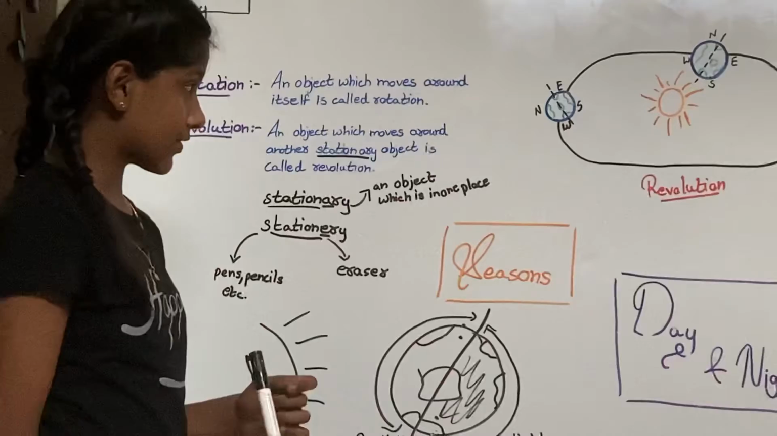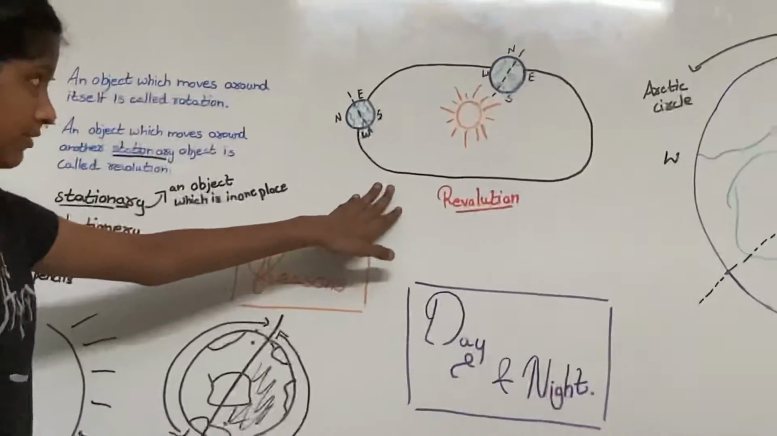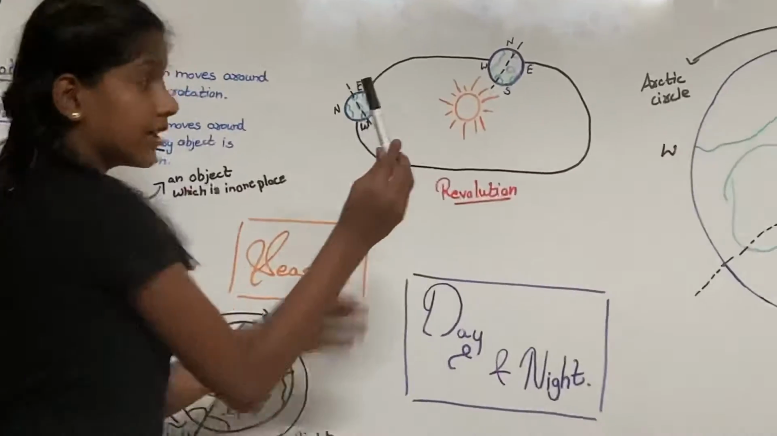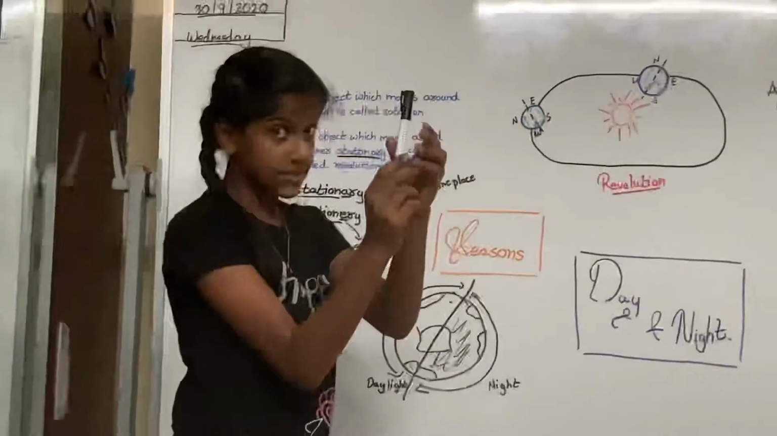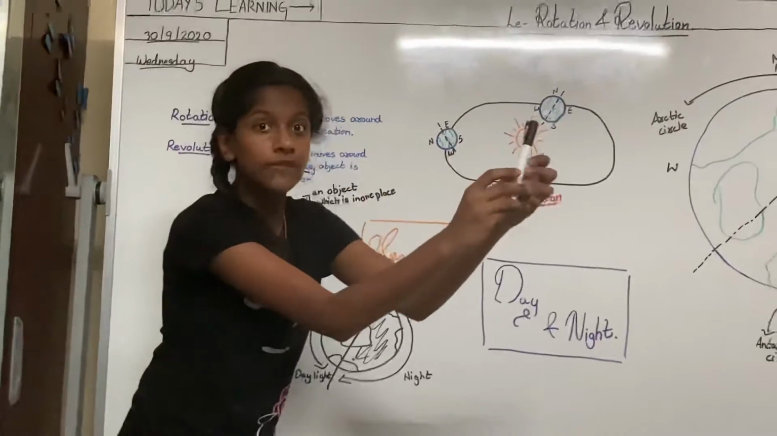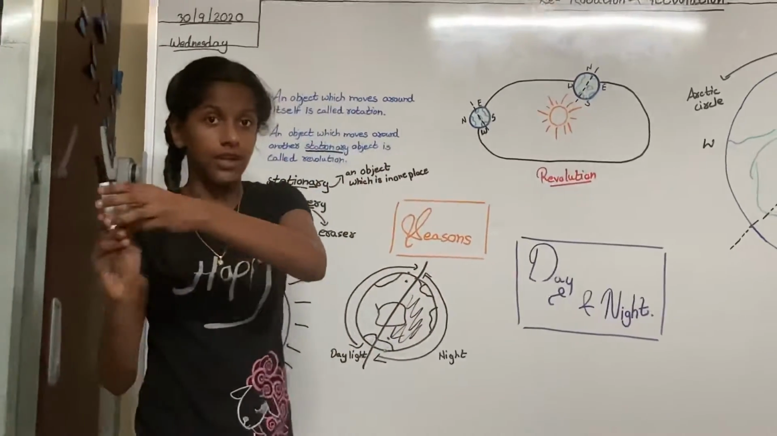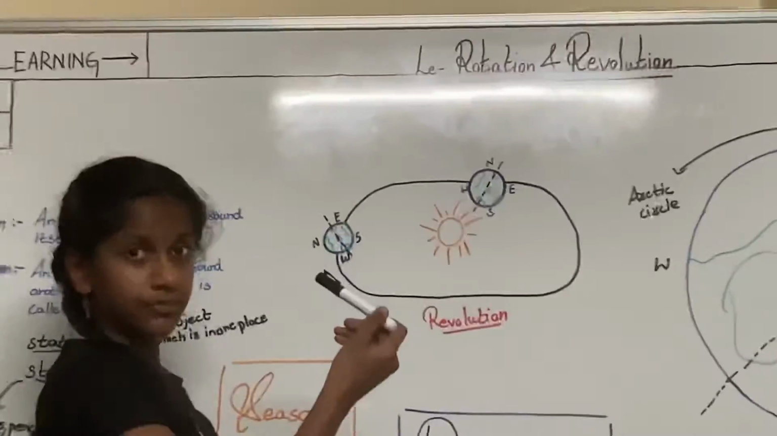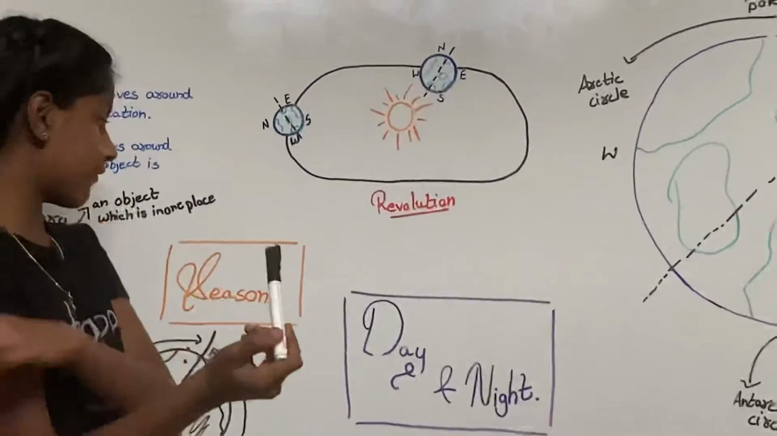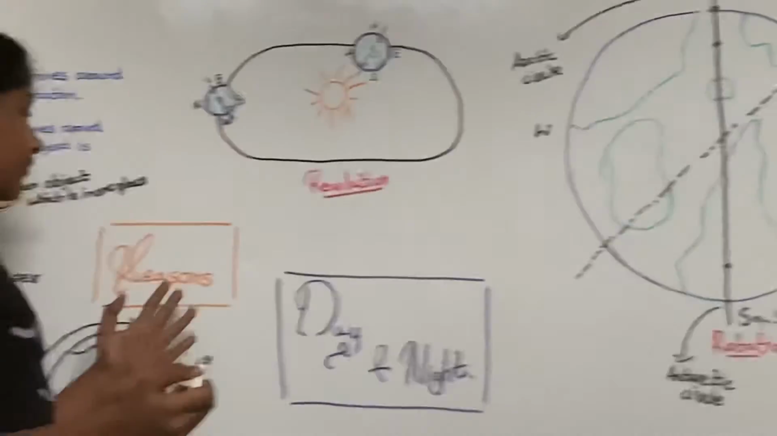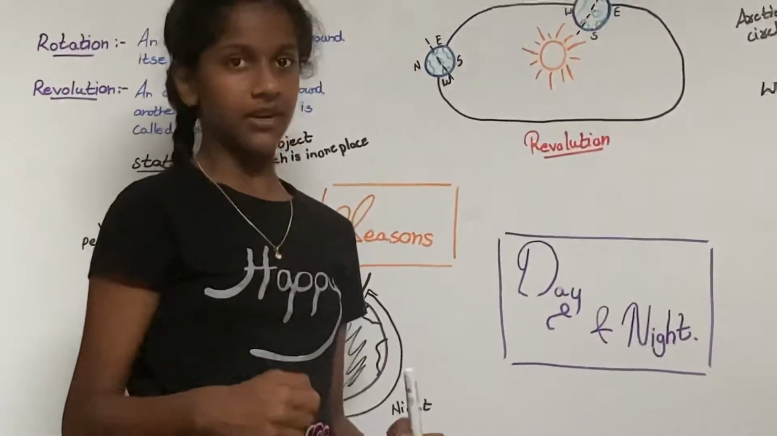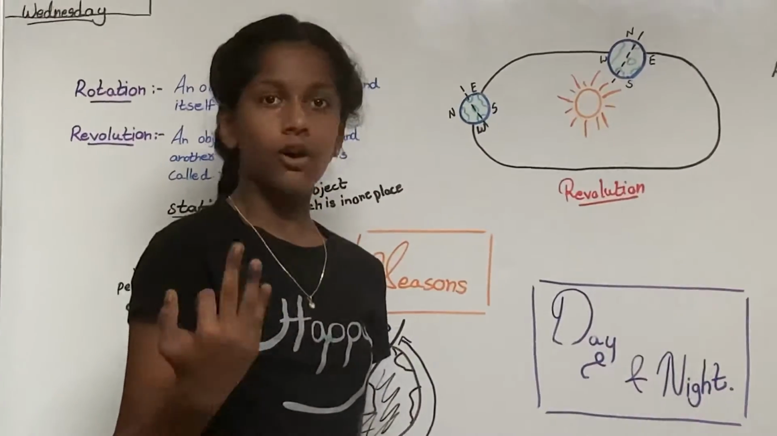Okay, let's talk about revolution. Now, revolution, as I showed you, the Earth rotates around itself and also revolves around the Sun, like this. Now here I have drawn a figure of Sun and Earth. Now we have understood what is revolution. Let's understand what is seasons. Now we all experience seasons, right?